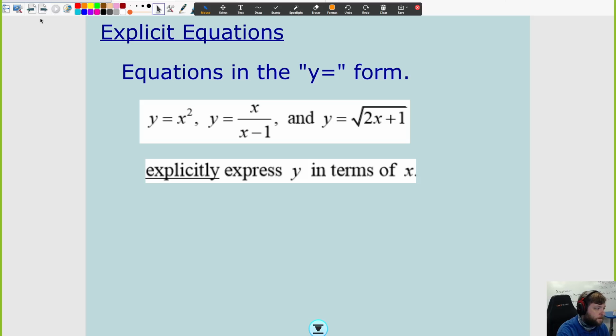But I'm skipping it. So let's talk about implicit equations first. But before I do that, I really got to talk about explicit equations. And explicit equations, it doesn't mean bad words in them. Sometimes there are, like function, or optimization. But these mean their equations in the y equals form. And that's what you're used to. Y equals x squared. We explicitly express y in terms of x.